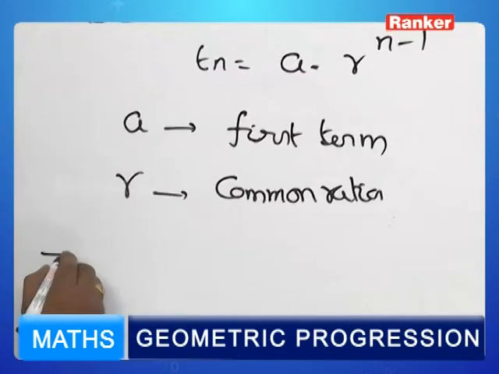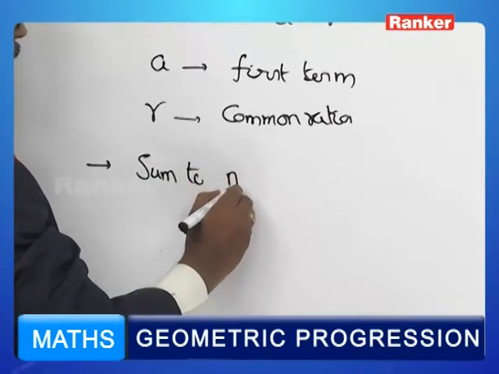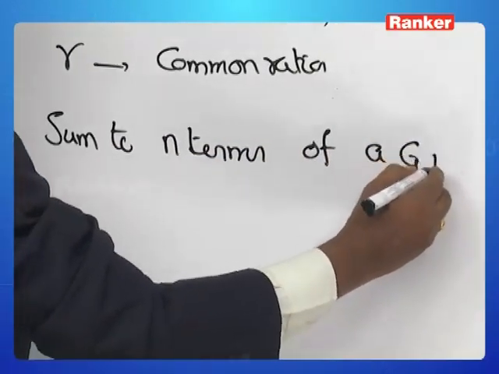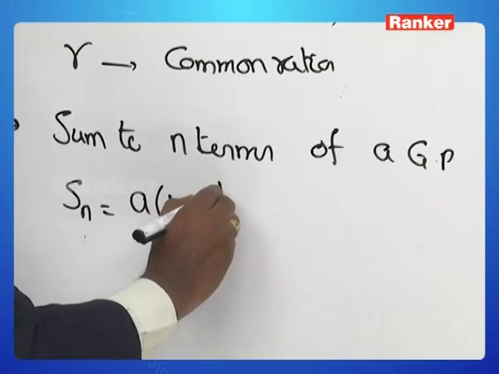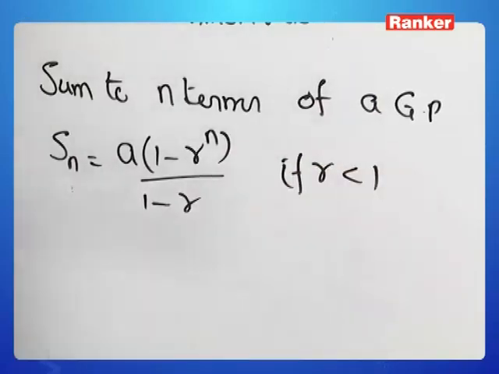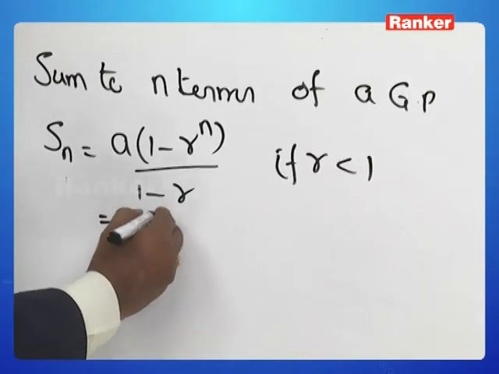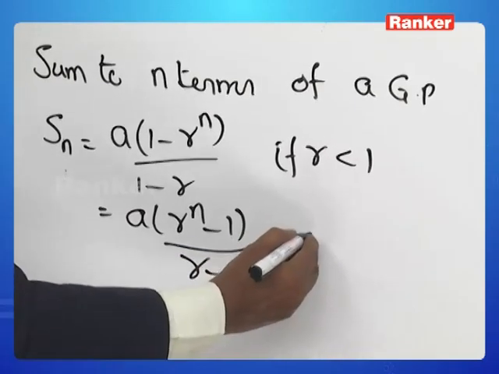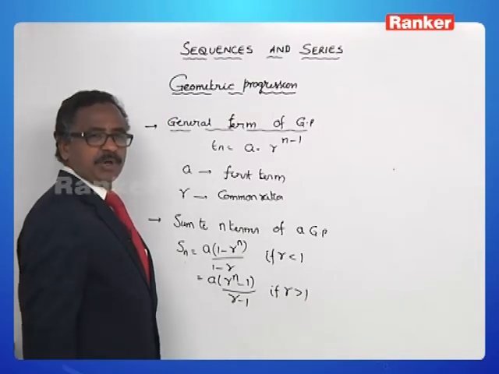Then we go for the sum to n terms of a GP. Sn is given by A into 1 minus R power n divided by 1 minus R if R is less than 1, and this is equal to A into R to the power of n minus 1 by R minus 1 if R is greater than 1. This is the sum to n terms of a geometric progression.